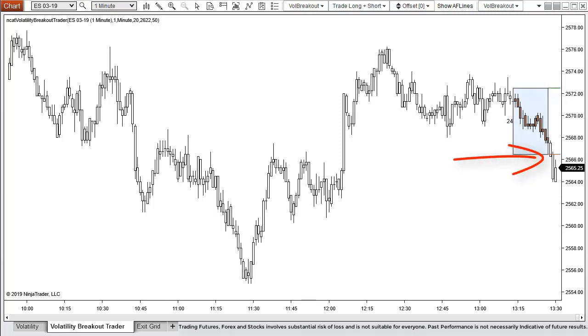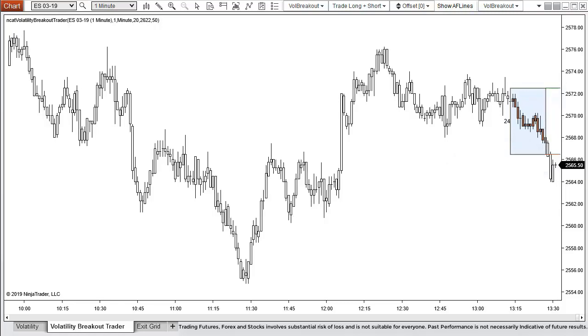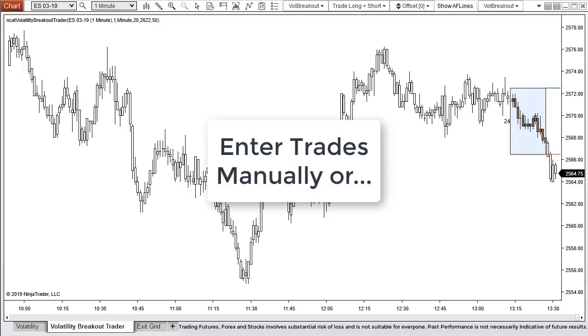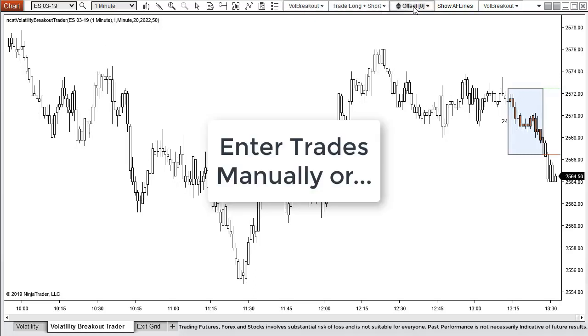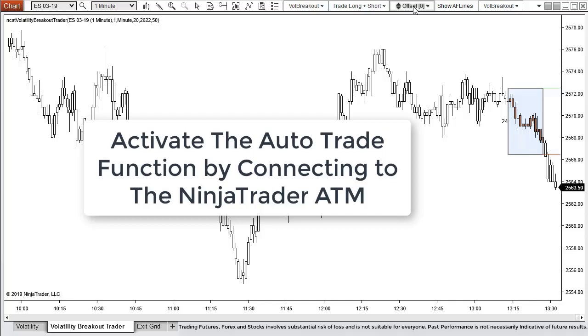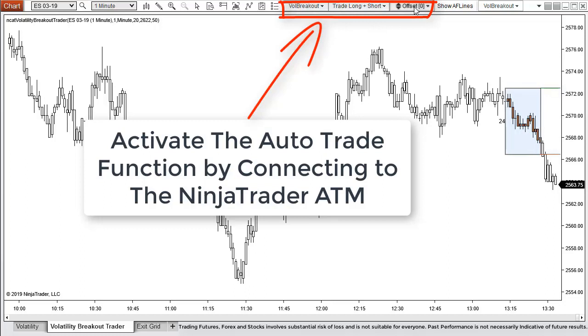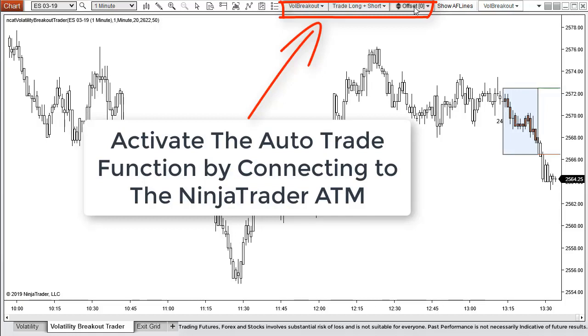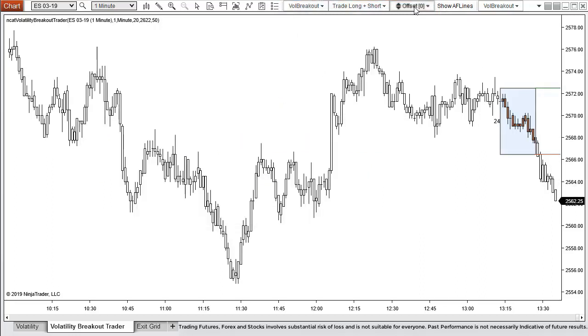Now we can use the Volatility Breakout Trader tool in 2 different ways. The first way is an individual indicator, which shows us the exact trade entry to the up or downside. Or 2, you can activate the auto trade function by connecting the NinjaTrader ATM strategy with this indicator to automatically enter a long or a short position as soon as the entry is valid. We can use the auto trade function of the indicator where we can use preset market orders, limits, or stop orders. Alright, and so now we're in this short trade.